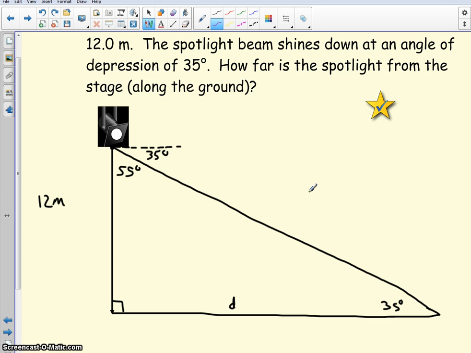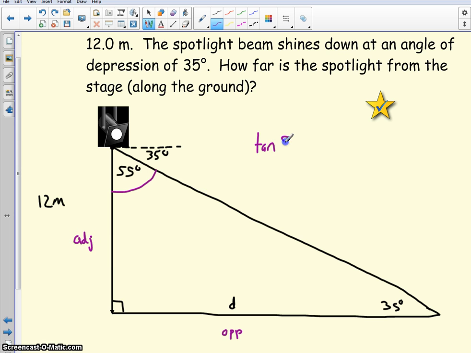Okay, once you have that set up, you have to choose what angle you're going to work with so you can label your sides appropriately. So I'll work with the 55 degrees. Again, it doesn't actually matter in the end, but if I work at the 55, then this D becomes my opposite, and the 12 becomes my adjacent. So I have the angle, I need the opposite, I have the adjacent, I'm going to use tan.